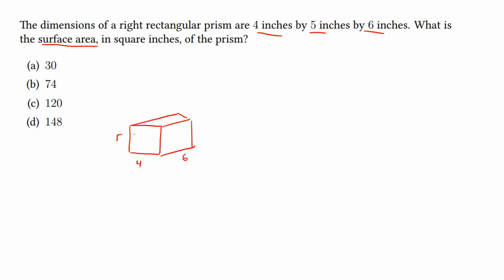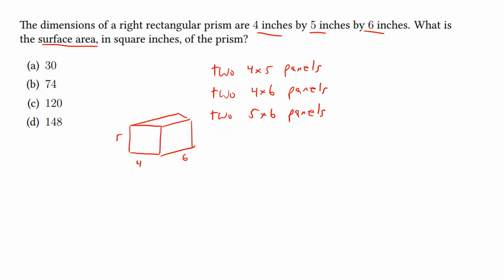Notice that in the very front and the back of this particular figure that we have drawn, we will have 2 panels that have dimensions 4 by 5. Additionally, the very top panel and the very bottom panel, in the particular way that we have drawn this figure, we will have 2 such panels that have dimensions of 4 by 6. Lastly, we need to accommodate for the panels that are on the sides of this particular figure. So we have 2 5 by 6 panels as well.